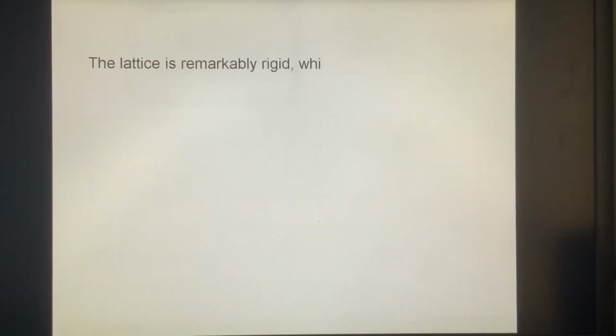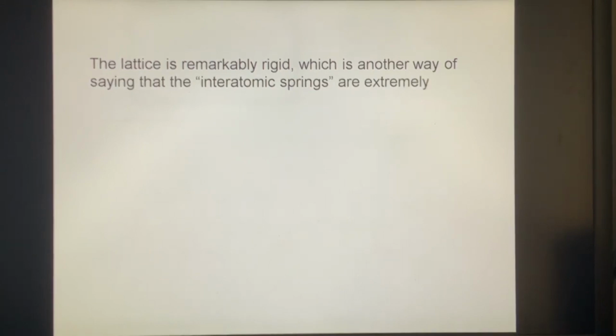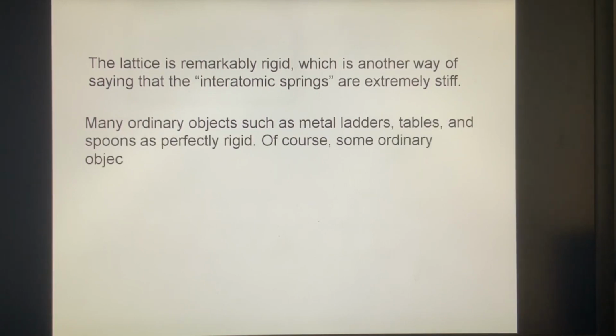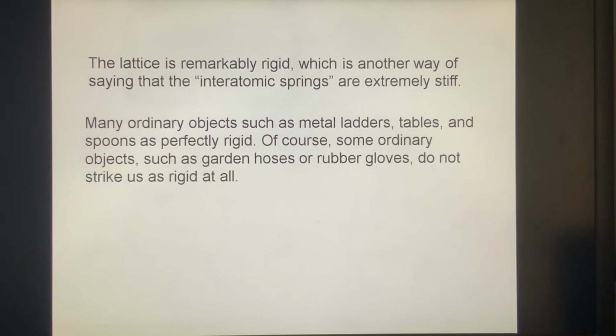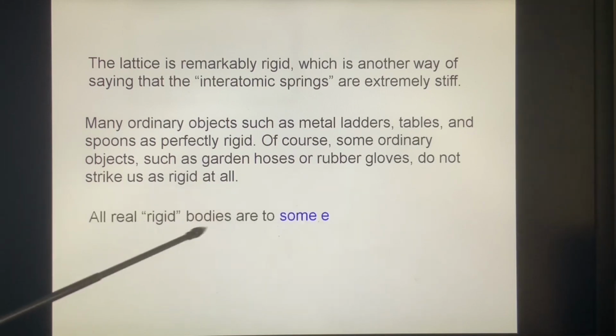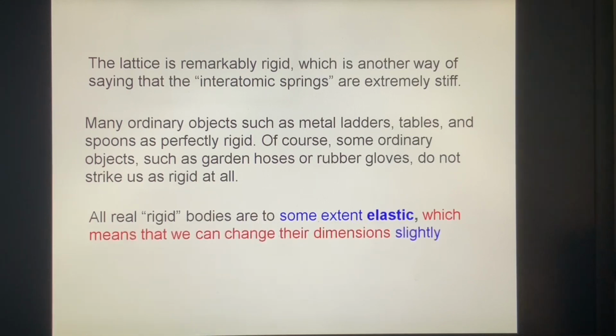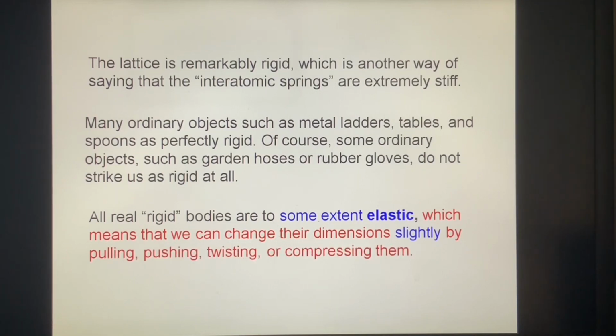The lattice is remarkably rigid, which is another way of saying that the interatomic springs are extremely stiff. Many ordinary objects such as metal ladders, tables, and spoons are perfectly rigid. Of course, some ordinary objects such as garden hoses or rubber gloves do not strike us as rigid at all. All real rigid bodies are to some extent elastic, which means that we can change their dimensions slightly by pulling, pushing, twisting, or pressing them.